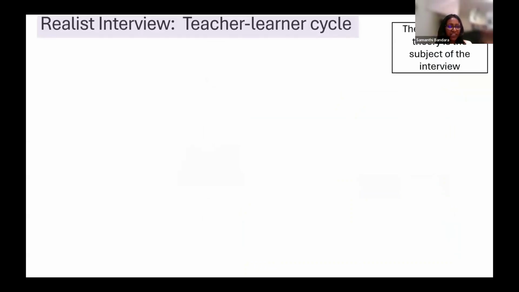So I will explain the teacher-learner cycle. This is the very fancy diagram I'm going to show you. Here the subject of the traditional in-depth interview is the people, the community. But here the subject is the program theory.